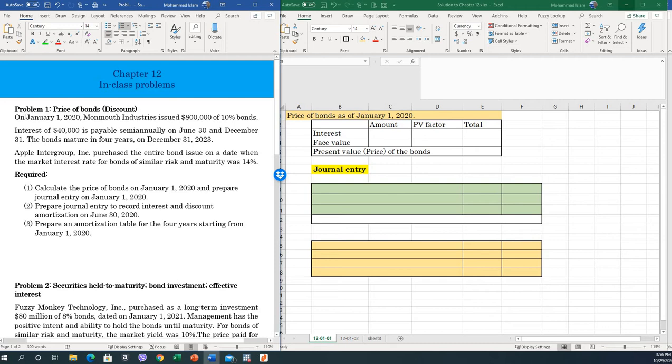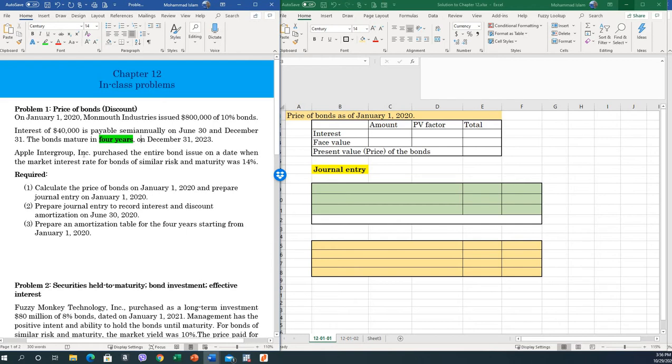On January 1, 2020, Monmouth Industries issued 800,000 of 10% bonds. Interest of 40,000 is payable semi-annually on June 30 and December 31st. The bonds mature in 4 years. This is a very good, important point for us. It will mature on December 31st, 2023, 4 years.